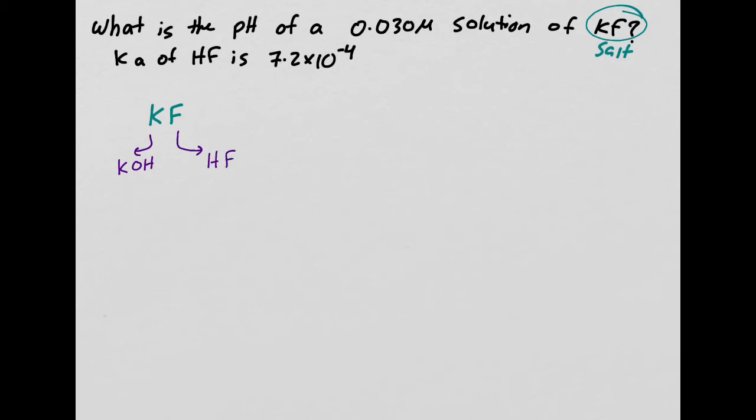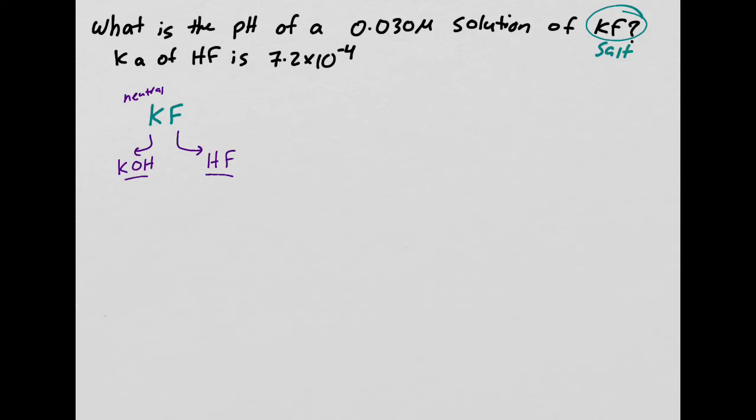Because acid has a non-metal and base has a metal. So the first part, the metal, is from the base, and the second part, the non-metal, is from the acid. Now KOH, you know, is a strong base, 1A group. So if you're a strong base, your conjugate is going to be neutral.